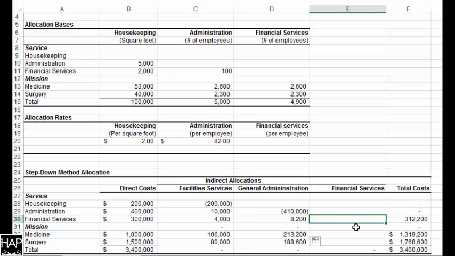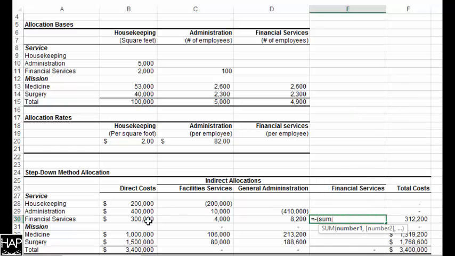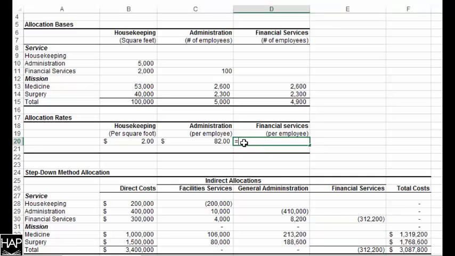Then I'm going to go over here and find out what the total amount I have to allocate for financial services is. So again, I'm going to take the negative sum of the direct costs plus the amount allocated from facility services plus the amount allocated from general administration. So I have to allocate $312,200 for financial services. I'm going to calculate the allocation rate by taking that $312,200 and dividing it by the number of employees in medicine and surgery.